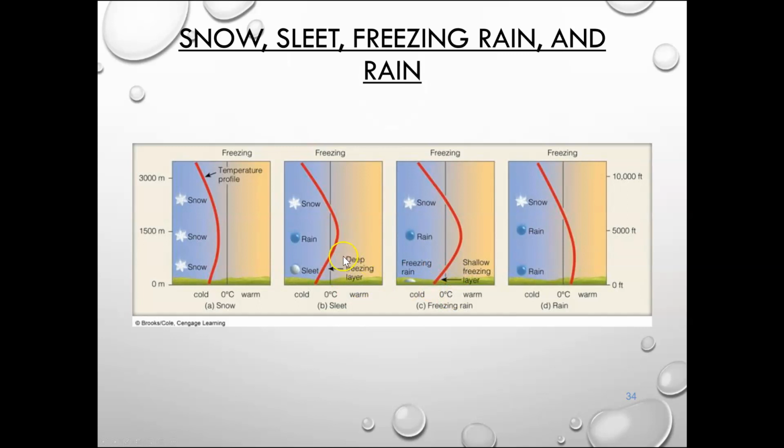And so you can see the big term here. In sleet we have a deeper freezing layer. With freezing rain we have a much shallower freezing layer. Again, still starting as snow in both instances. In both freezing rain and sleet we see a melting. But in sleet, it's a pretty quick melting and then a long refreezing to where we get these little balls or white pellets that hit the ground.